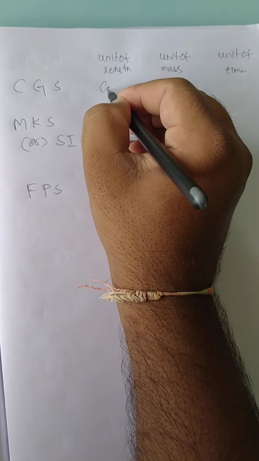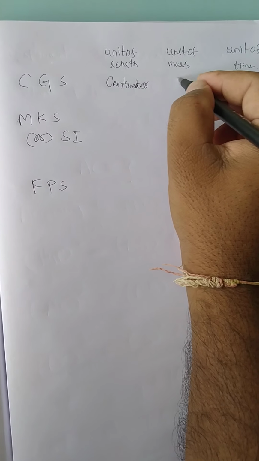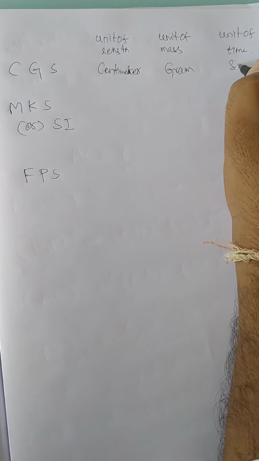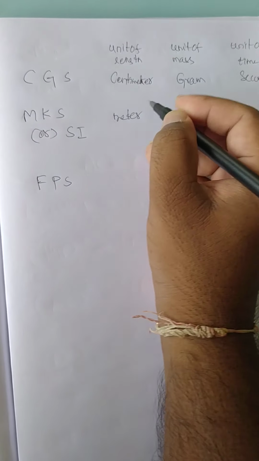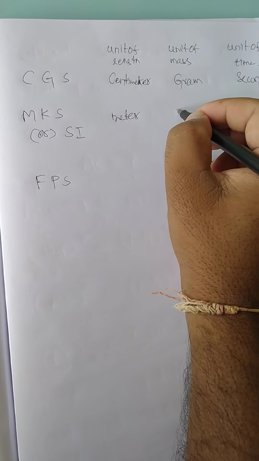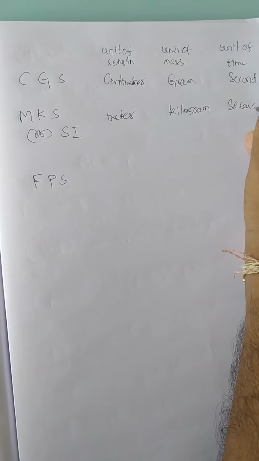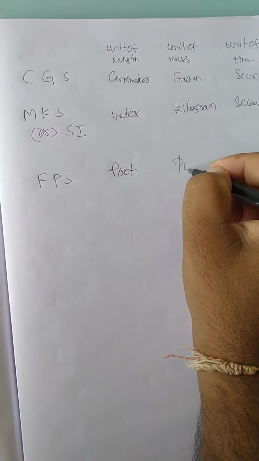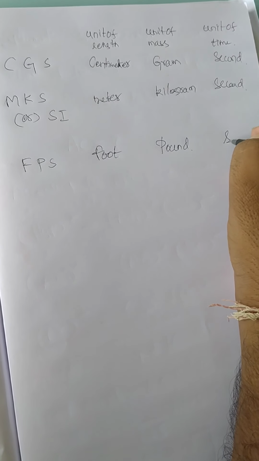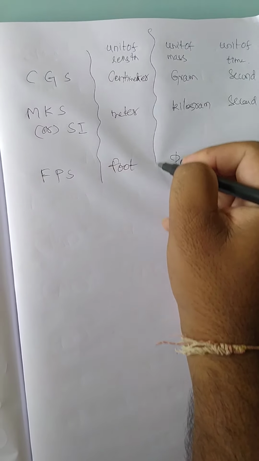The unit of length in the CGS system is centimeter. The unit of mass is gram. The unit of time is second. The unit of length in the MK system is meter, the unit of mass is kilogram, and the unit of time is also second. The unit of length in the FPS system is foot, the unit of mass is pound, and the unit of time is second. So this is the fundamentals in physics, right?